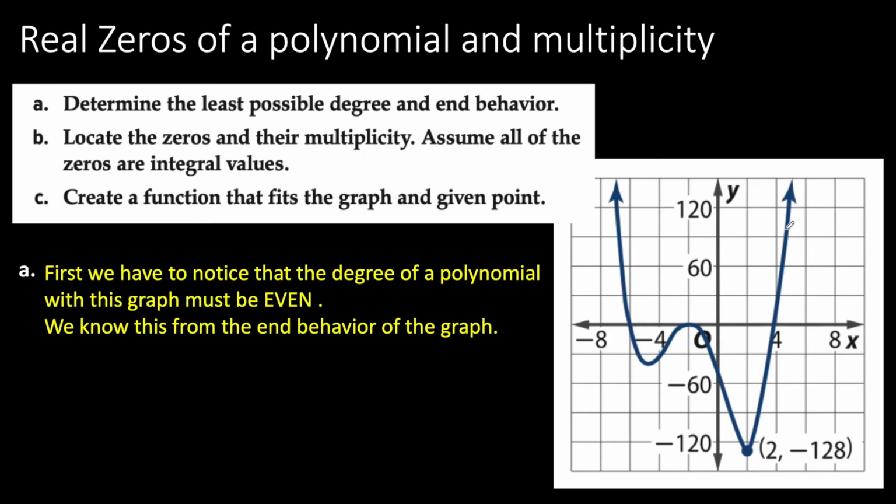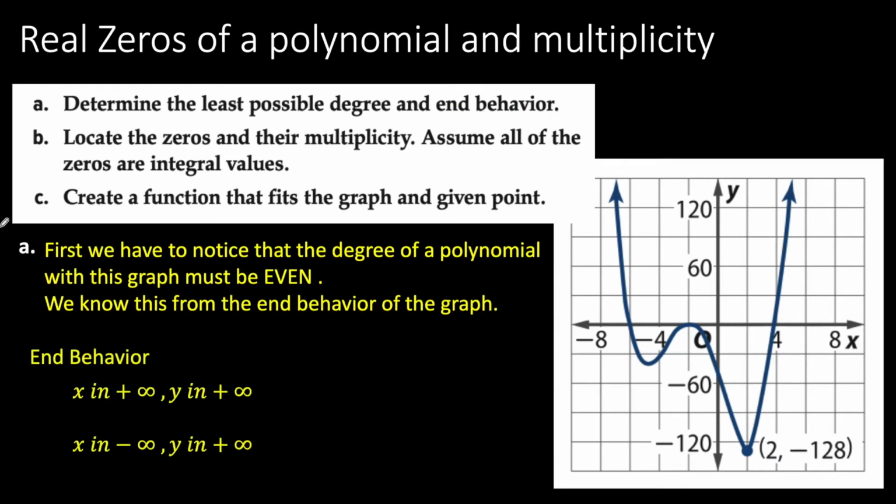Okay, let's go back to the question. So this is the end behavior. As you can see, the two branches go up with y going to plus infinity. And that's the end behavior of your graph. So what is this end behavior? Now, to find the end behavior, we just express it using infinity.